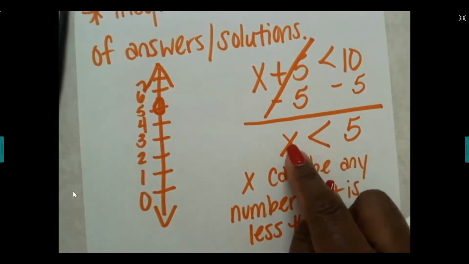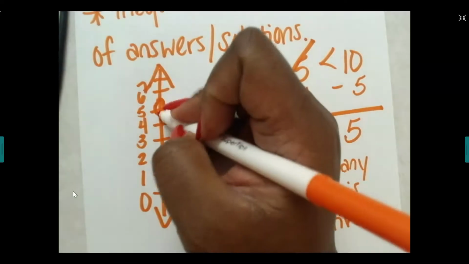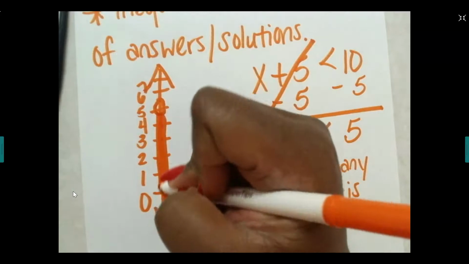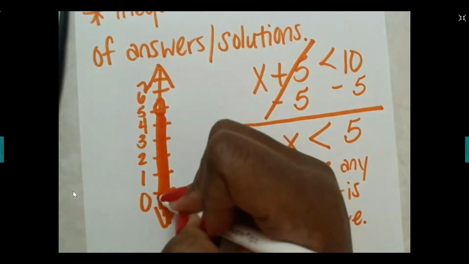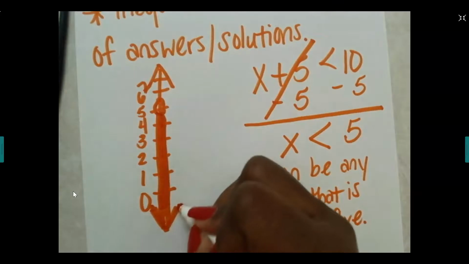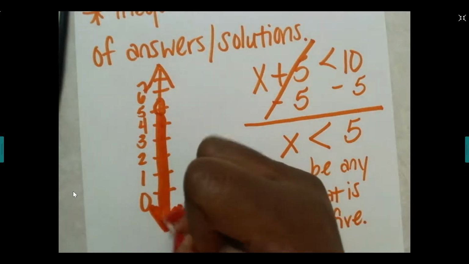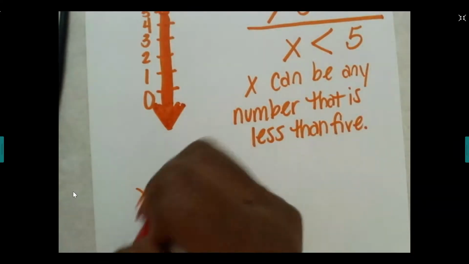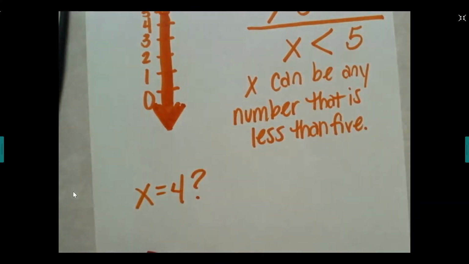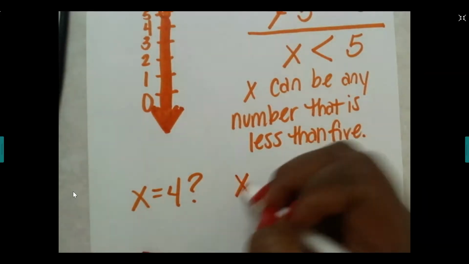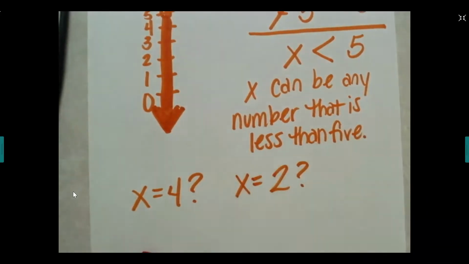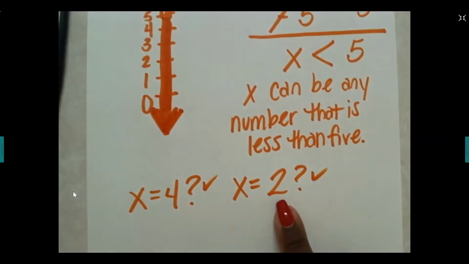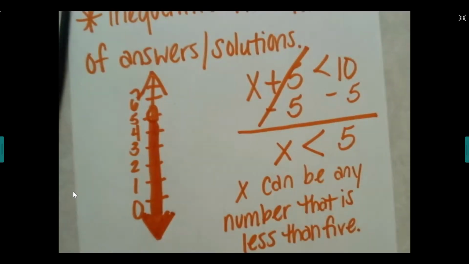So, if x is less than 5, x could be any number. I'm going to shade down our number line here. It could be any number that is less than 5. So, could x be 4? You'd better believe it. Could x be 2? Yep. As long as that number is less than 5, our x could be there.